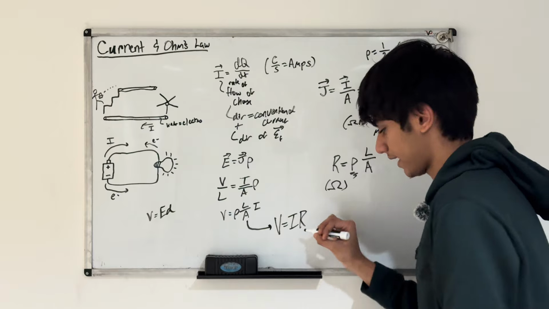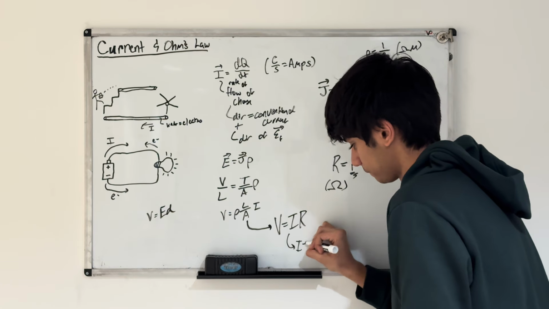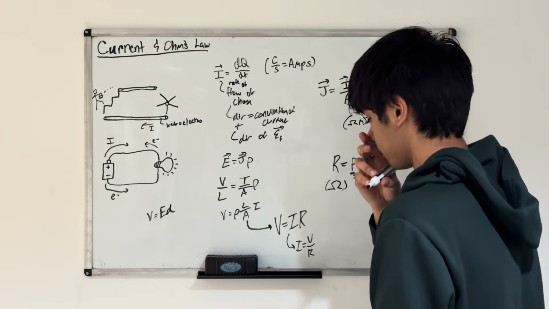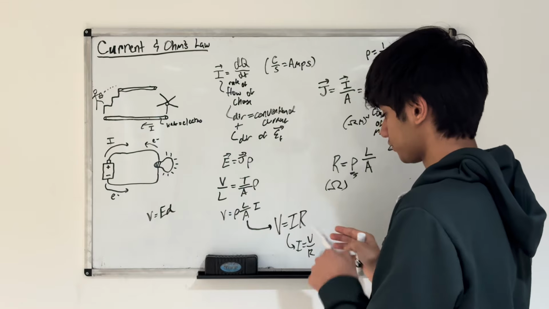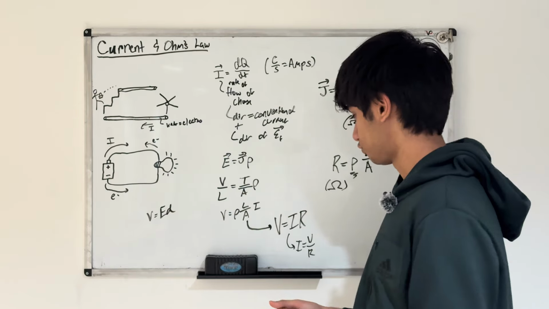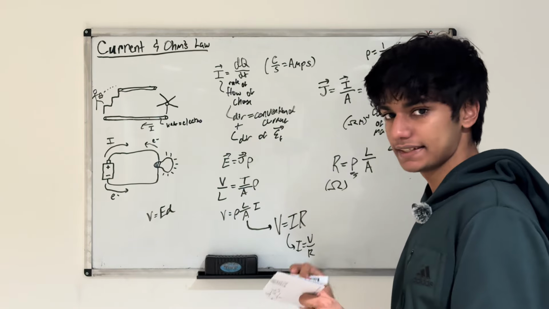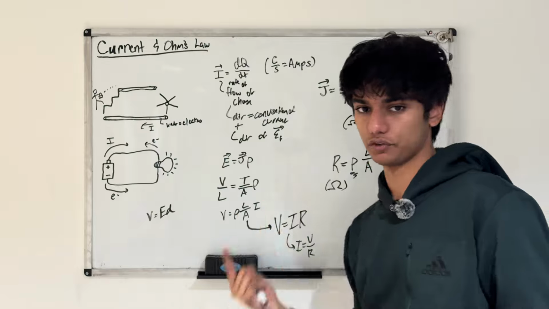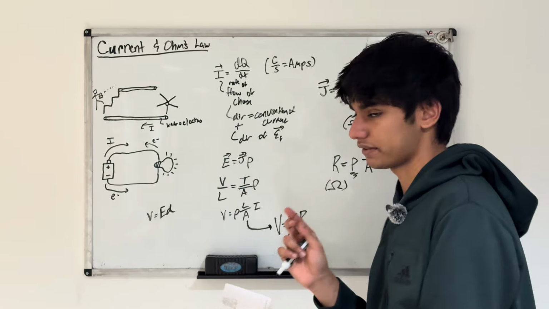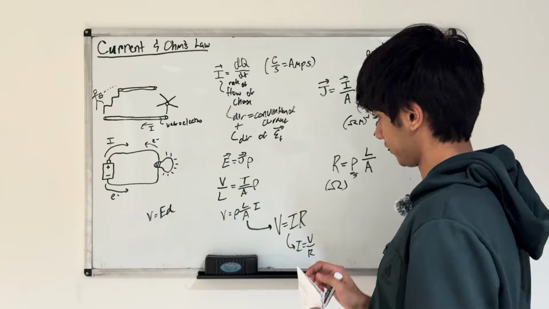A better way of looking at this is actually I is equal to V over R. What this shows us is that current, voltage, and resistance are all mutually linked together. The key idea here is that as you increase your voltage, your current will increase, but as you increase your resistance, your current decreases.